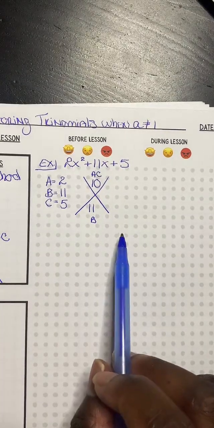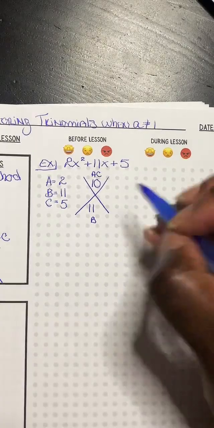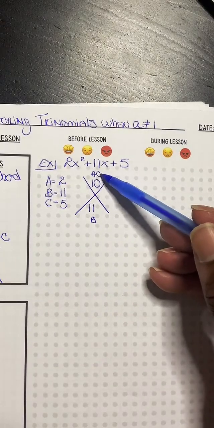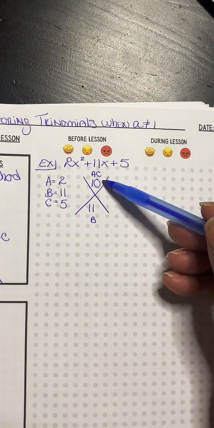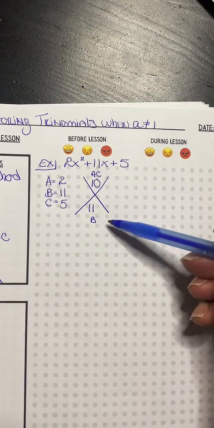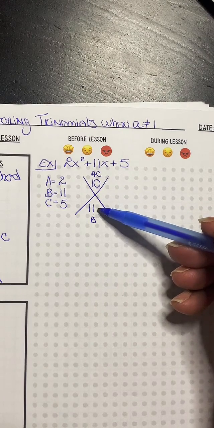So now we need to think, what two numbers multiply, because AC means A times C, what two numbers multiply will give me 10 and add together to give me 11?